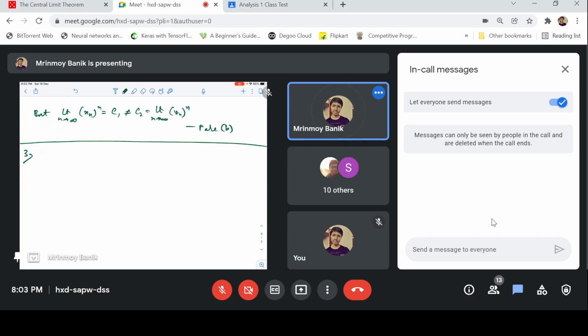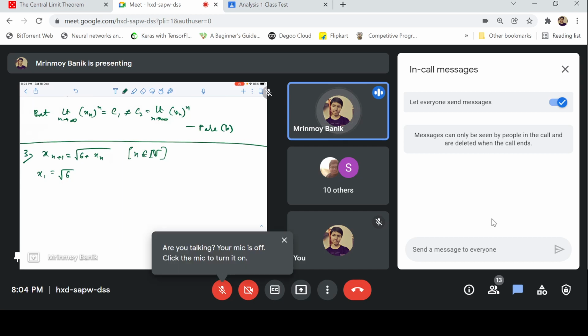Now the third one. The third one is that common recursive relation one. We have a recursive sequence defined as x_{n+1} = square root of 6 plus x_n, where n is a natural number, and the base case is x_1 is square root of 6. We have to find the limit of x_n and show that it's converging.